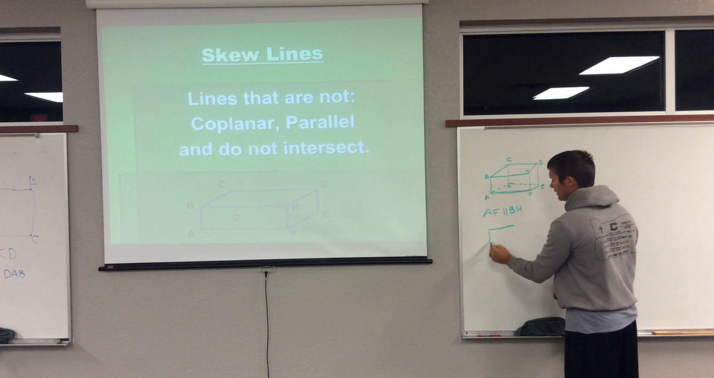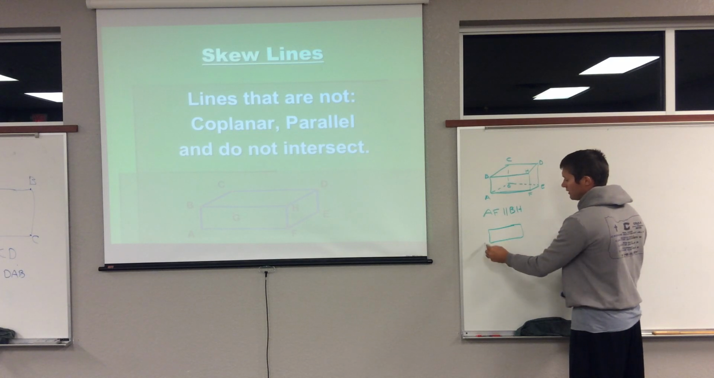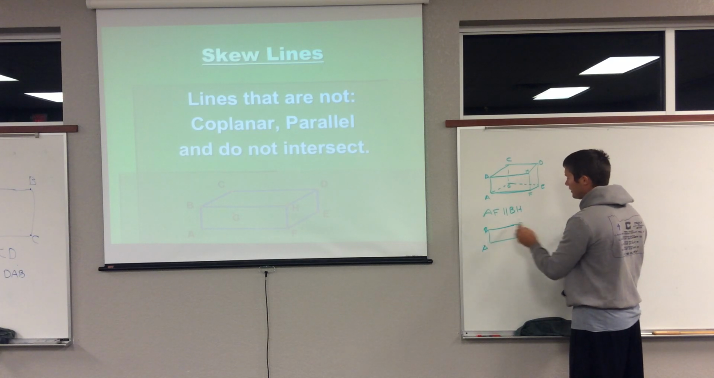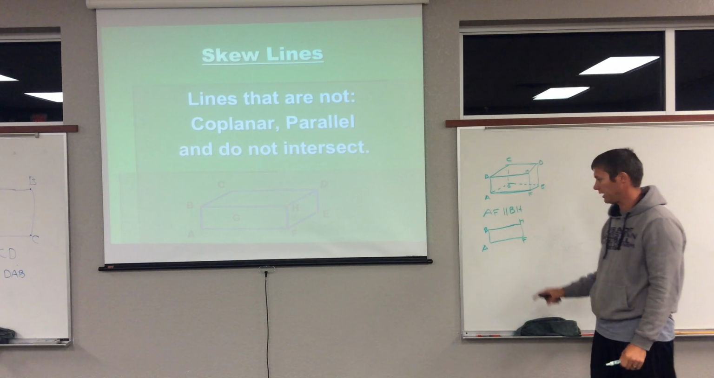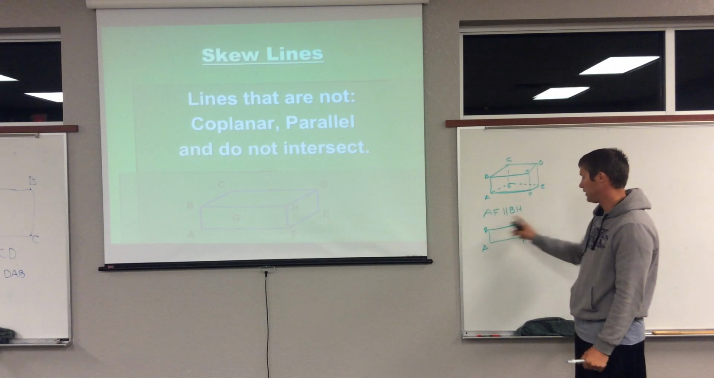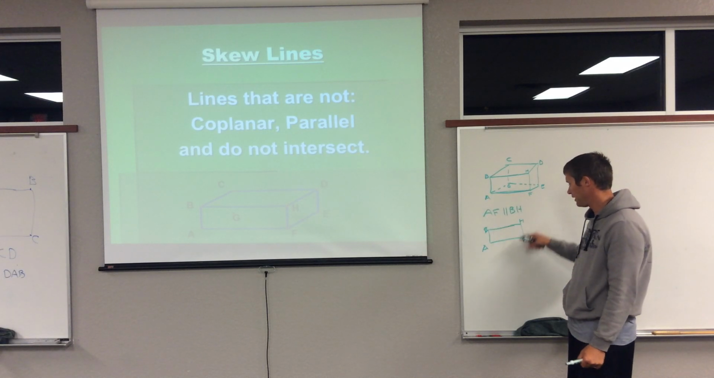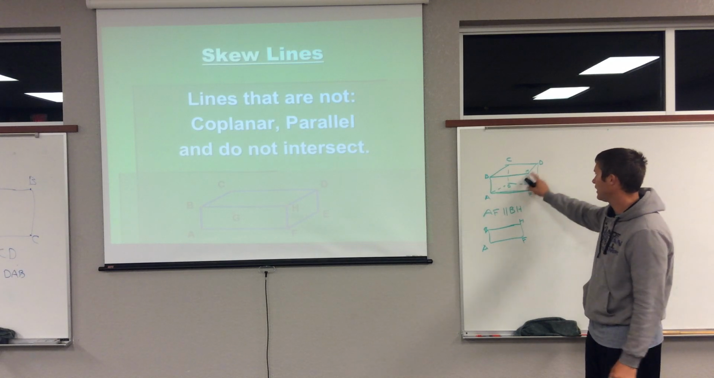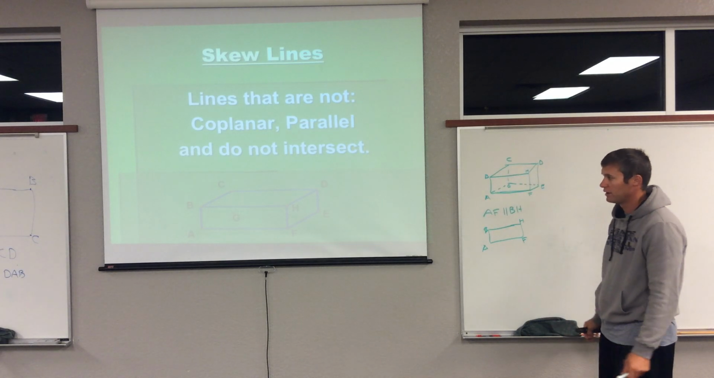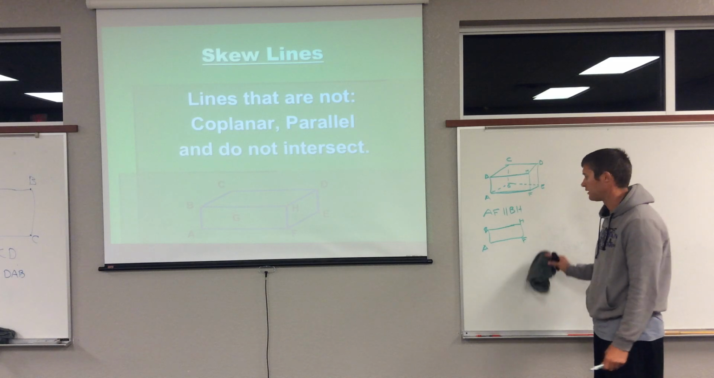So when I'm looking at it, that's just the front of the box right here. So this is just one plane. So you could say AF and BH are parallel. You could say AB and HF, they're parallel. You could say B and H, C and D. So there's a lot of lines that are parallel.